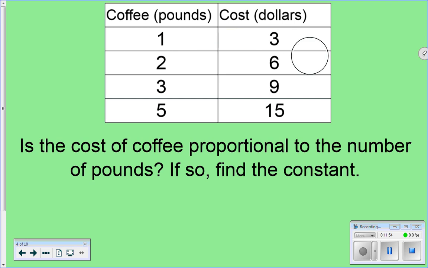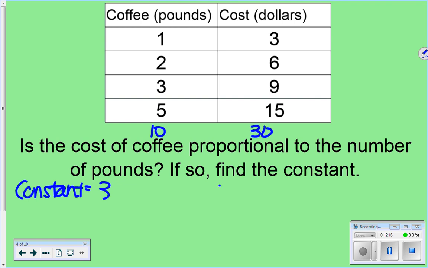I'm going to go back to this. Okay, so number one, you told me is in proportion. Number two, what was the constant? Do you remember? Okay, my constant was 3. So whatever I do, I multiply this by 3 to get that side, right? So let's say I wanted to find what 10 pounds of coffee is. How would I do that? 10 times 3, right? And that gives me 30.